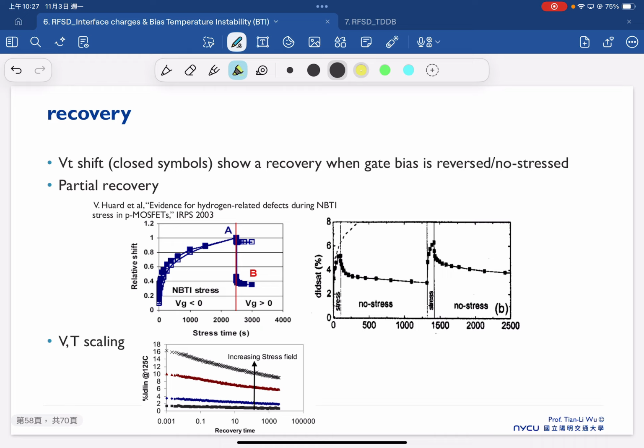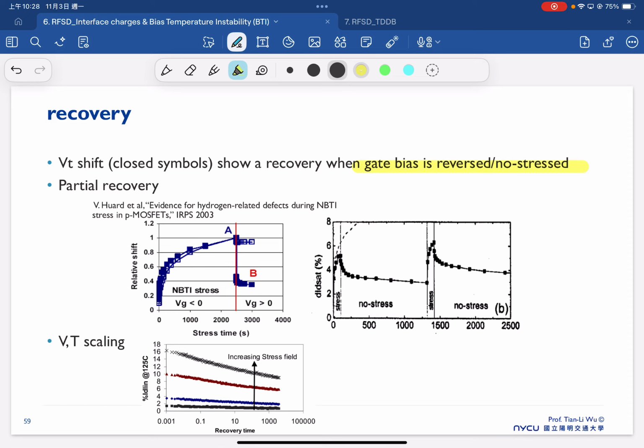One very important characteristic of BTI, or threshold voltage, is not only the shift during the stress, but that we also have to take into account the recovery effect. The recovery effect means that a real product is always switching on and off. The off sometimes means that you just don't give any bias. If you don't give any bias, you will see the threshold voltage show a recovery when the gate bias is reversed or there is no stress.